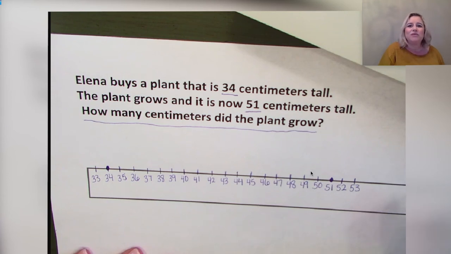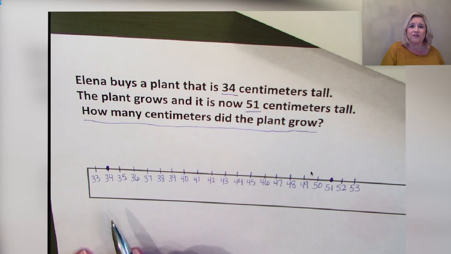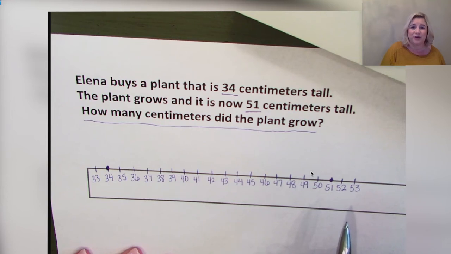But the text only tells us that the plant grew. We don't know how much. So let's go to our model. We've graphed 34 at the starting point and 51 at the ending point. Now we can use the model to figure out how many centimeters the plant grew.